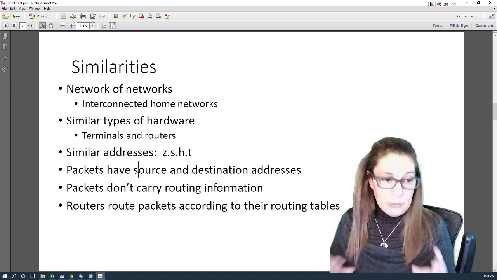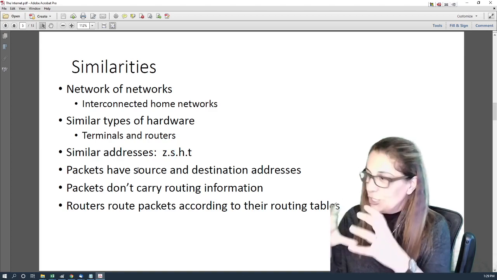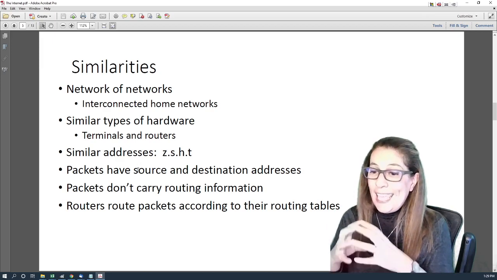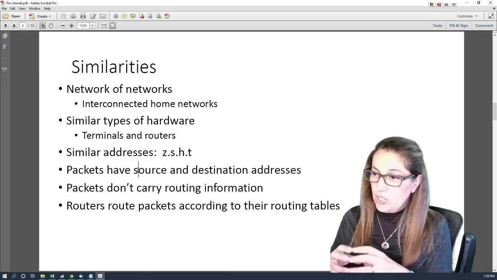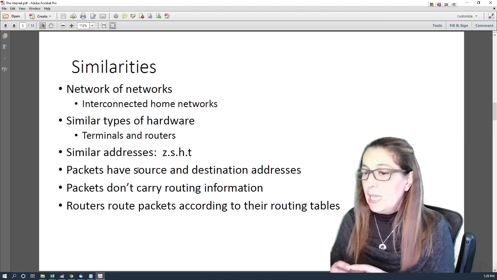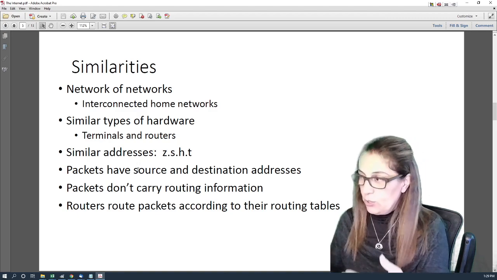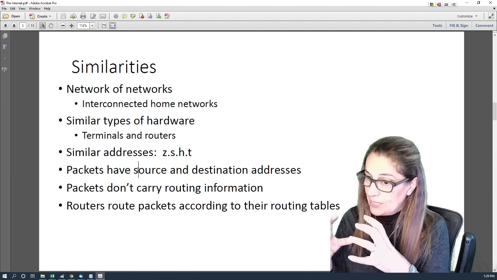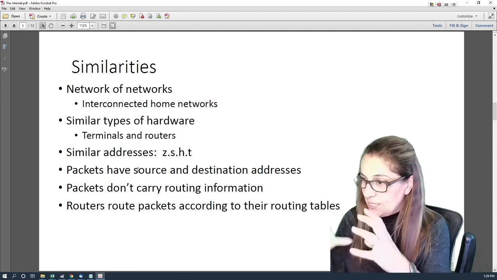Also, like in the real internet, the packets, those pink messages that we saw, have the source information, so who the packet is from, and where the packet is going to. So the source and the destination are part of the message. My messages also have that.